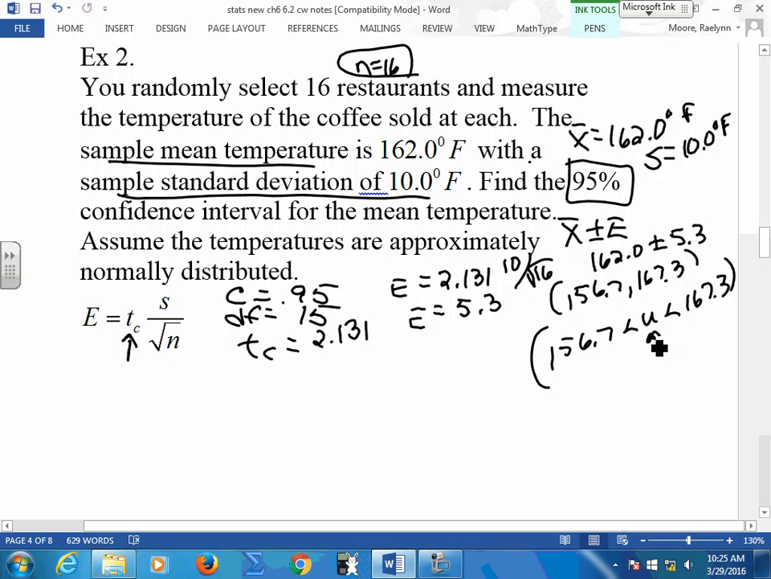Because this is what's going to help you interpret this. You want to be 95% confident that your population mean temperature for your coffee for all the restaurants in the population will fall between 156.7 degrees Fahrenheit and 167.3 degrees Fahrenheit. Not your sample mean, because you know what your sample mean is. You're estimating your population mean.